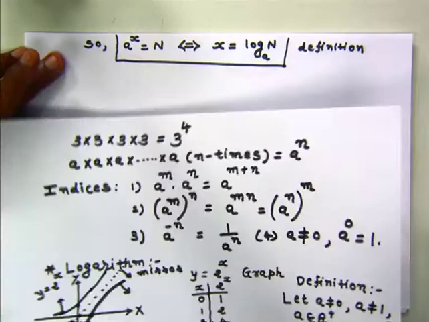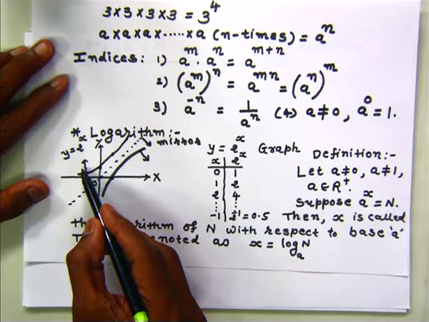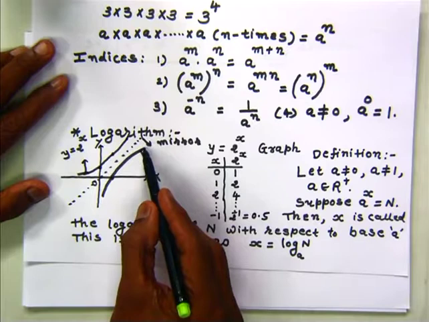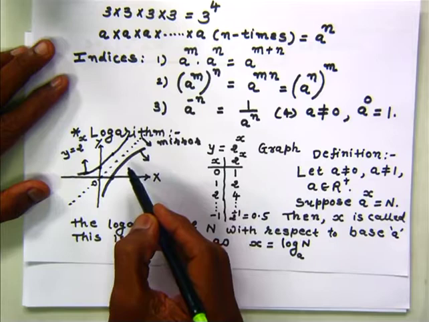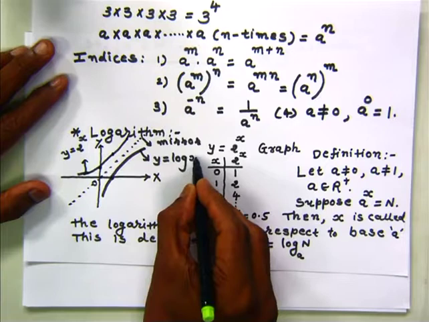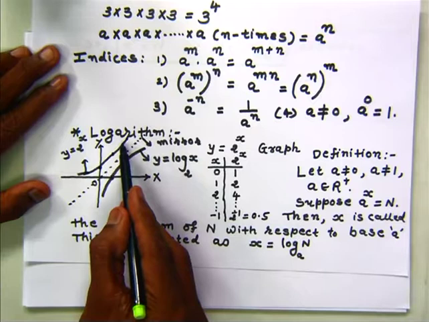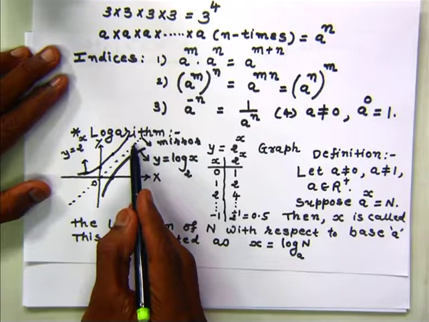Considering that idea, earlier we have seen one function, y is equal to 2 raised to x. This was the graph of the same. We took one mirror image, and the mirror image of that graph was seen to be this one. This graph is for y is equal to log of x base 2. So exponential function and logarithmic functions are mirror images of each other.